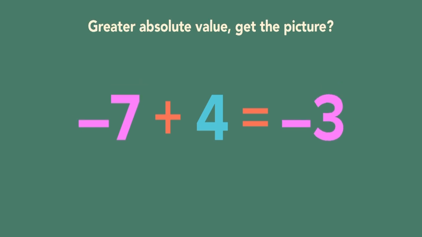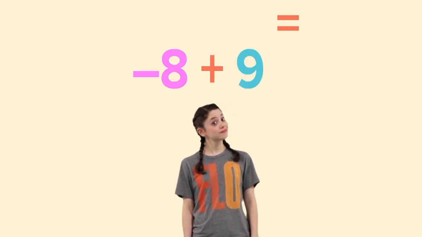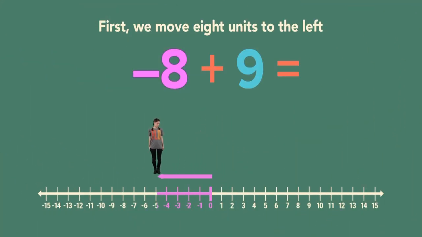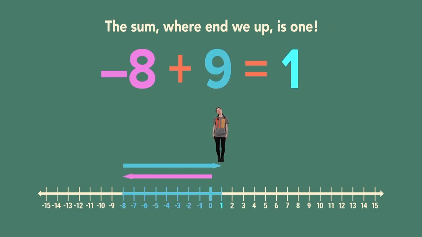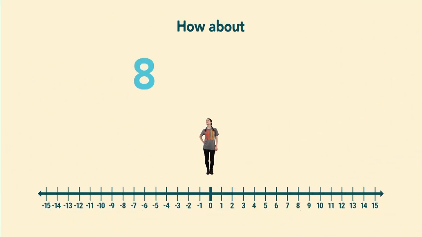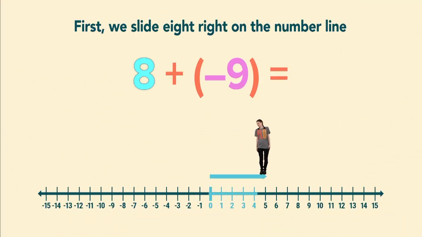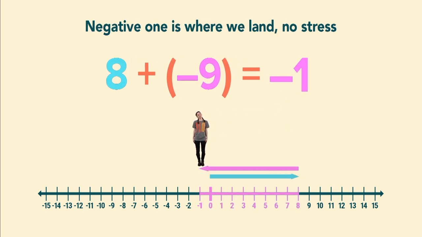Get the picture? So, what if the integer signs are different? Like -8 plus 9? Well, listen. First we move 8 units to the left, then right 9 units is where we move next. The sum, where we end up, is 1. Let's see another example. How about +8 plus -9? First we slide 8 right on the number line, then we move 9 units to the left. -1 is where we land, no stress.